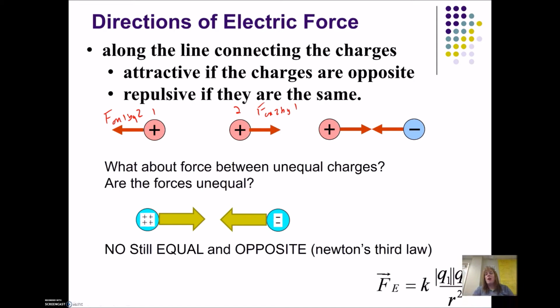Remember Coulomb's law, if I asked you to calculate the force on the positive charge by the negative charge, you'd go k q1 q2 over r squared, +4 and -2. If I asked you to calculate the force that the +4 exerts on the -2, you'd do the exact same calculation. So equal but opposite forces. It's a Newton's third law pair.